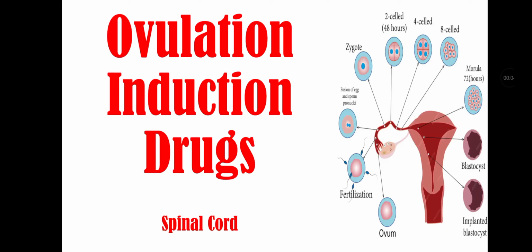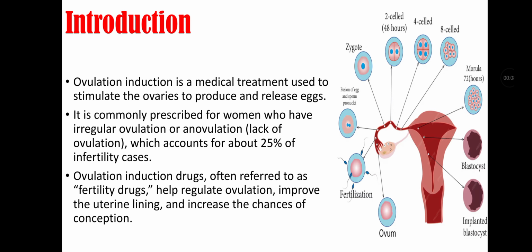Today we are going to talk about ovulation induction drugs. Let's start our topic with introduction. Ovulation induction is a medical treatment used to stimulate the ovaries to produce and release eggs. It is commonly prescribed for women who have irregular ovulation or anovulation, that is, lack of ovulation, which accounts for about 25% of infertility cases.